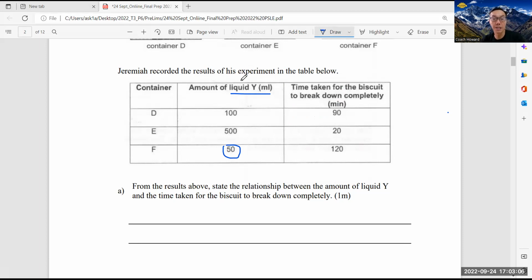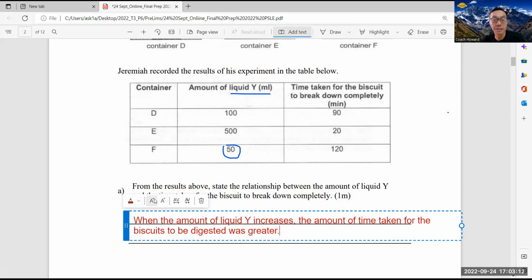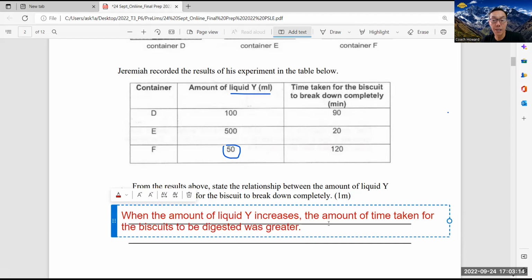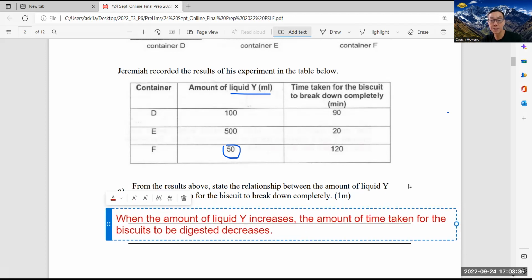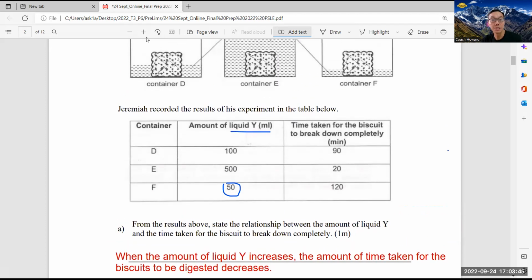Just now I mentioned direct relationship. Inverse means as one increases, the other decreases. So when the amount of liquid Y increases, the amount of time taken for the biscuit to be digested decreases. So there's the answer for this part. What's the reason? Because there's more digestive juice, because you have more of this liquid Y.